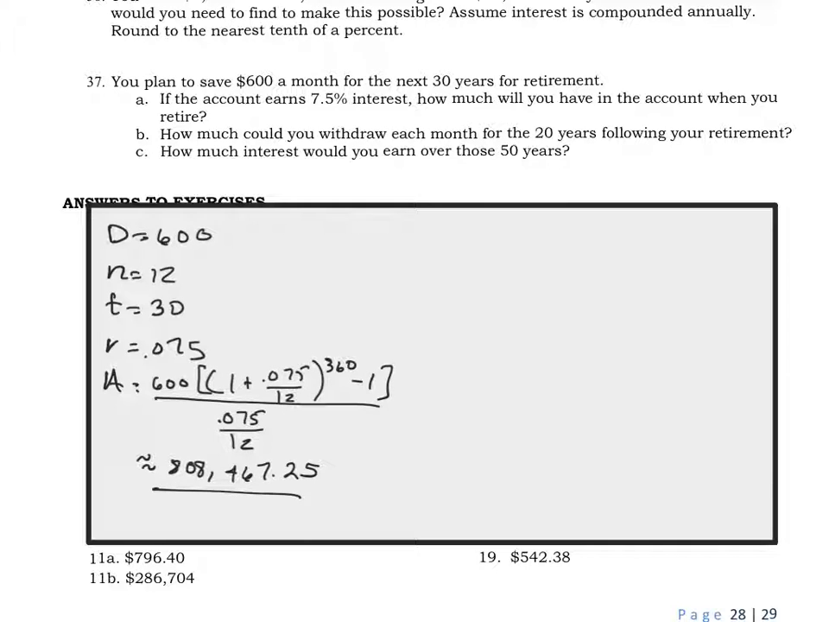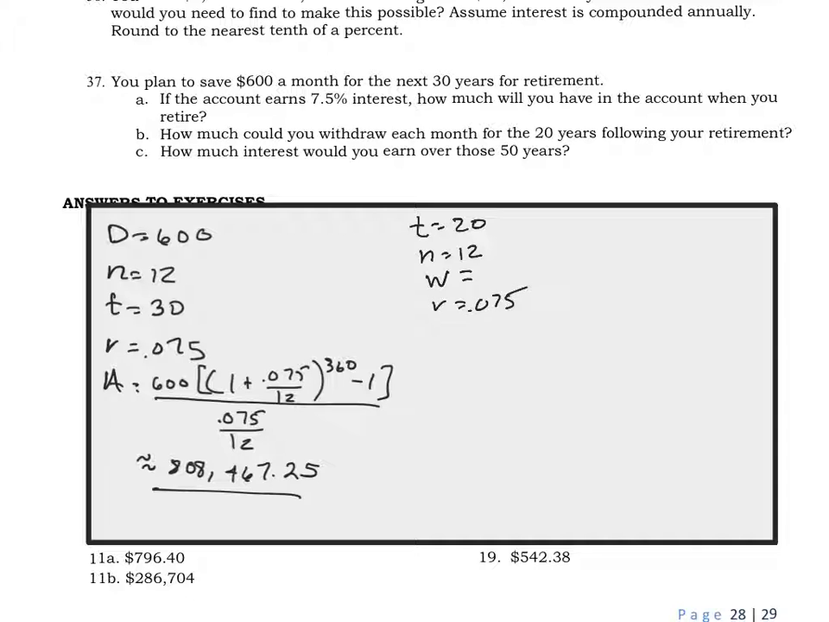B says, how much could you withdraw each month for the 20 years following the retirement? Okay, so our time then is going to be 20. We're looking to withdraw something every month, and we don't know what we're going to withdraw. And again, we're going to assume the 7.5% interest.